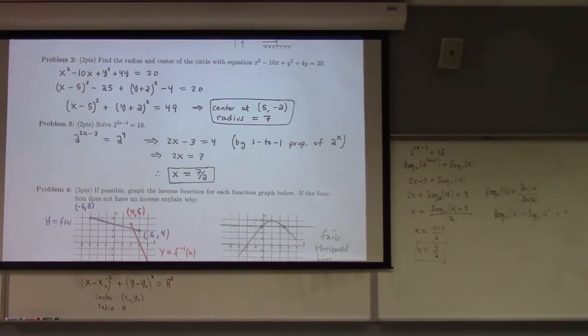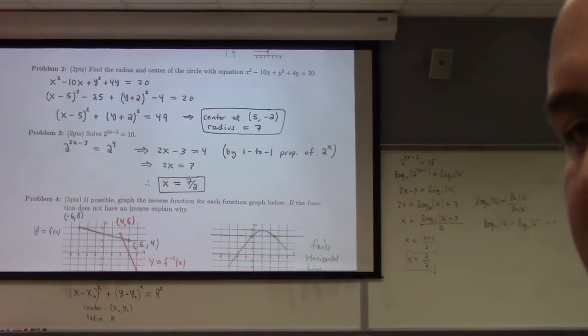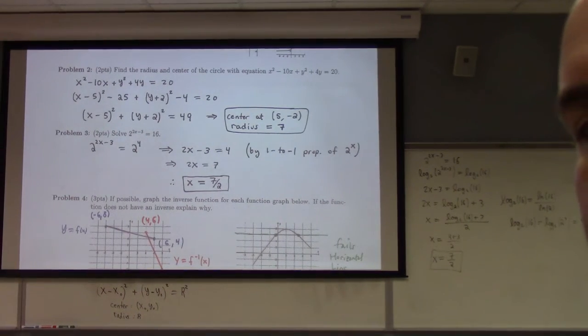So I'm trying to figure out the right zoom out here to be able to write and project at the same time. Nah, good enough.